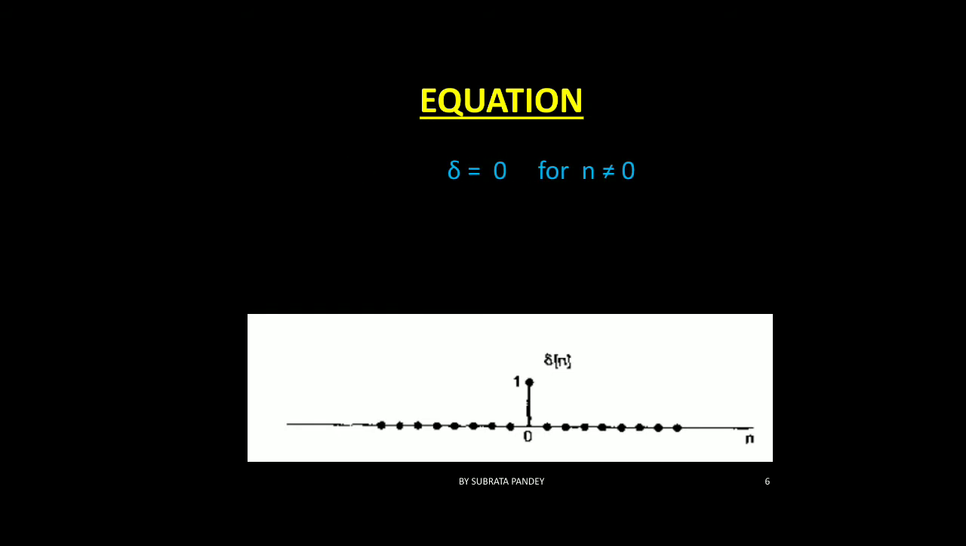The equation that denotes the impulse response is δ[n] = 0 for n not equal to 0, and δ[n] = 1 for n equal to 0. So the value of δ is 1 only at 0, and for other values the value is 0. So 1 for 0 and 0 for others.